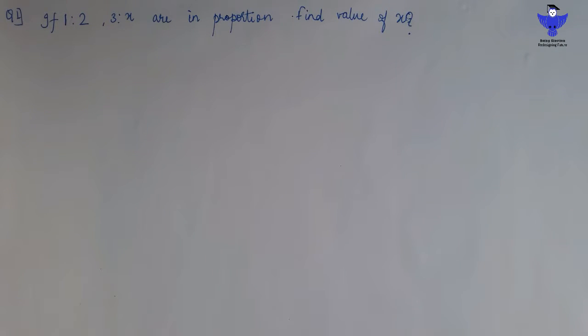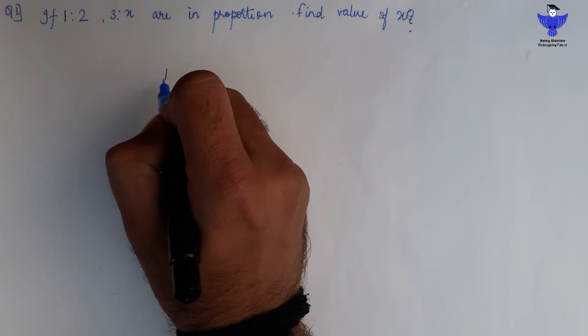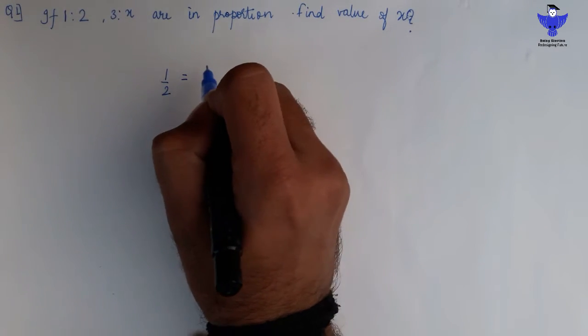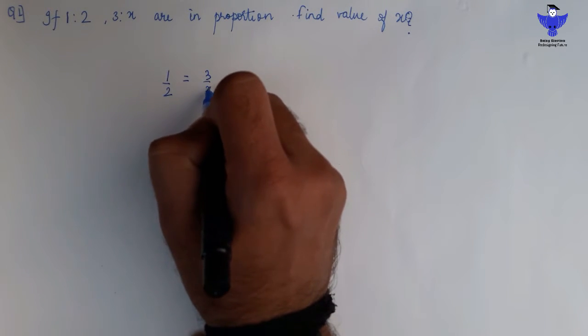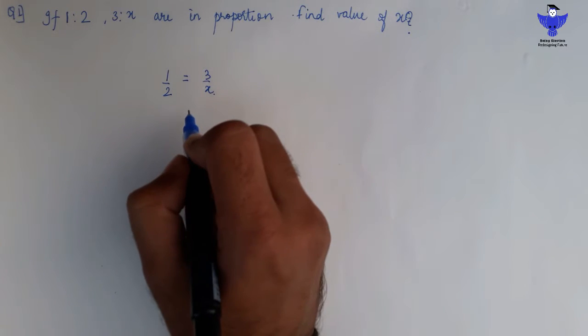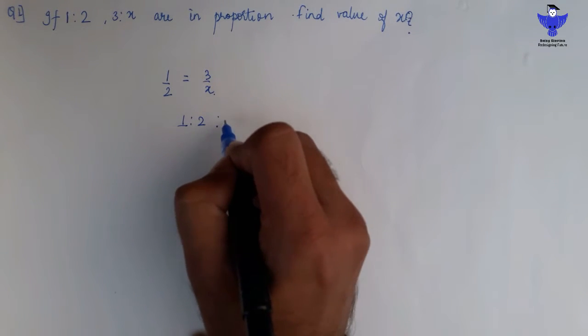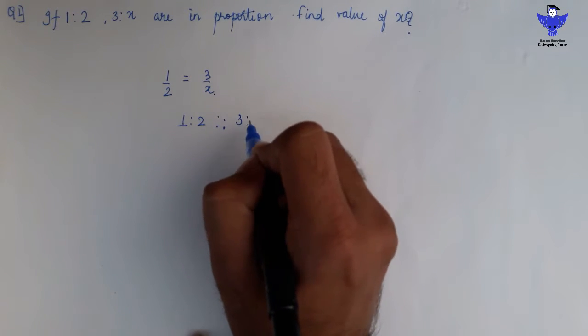Now let's take an example of proportions. The question is, if 1 is to 2 and 3 is to x are in proportion, then find the value of x. This means that 1 is to 2 is equal to 3 is to x. Or you can write this as 1 is to 2 is in proportion to 3 is to x.